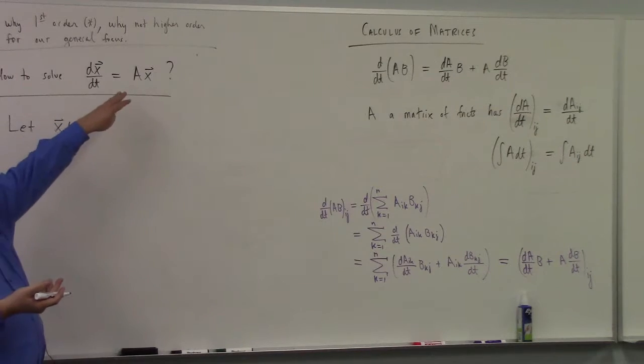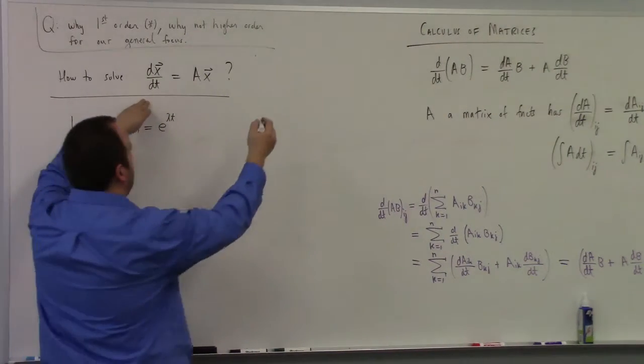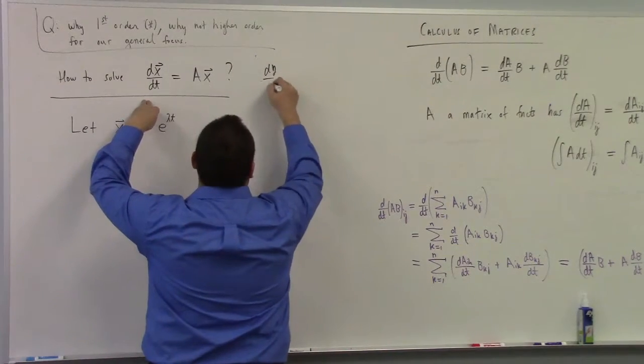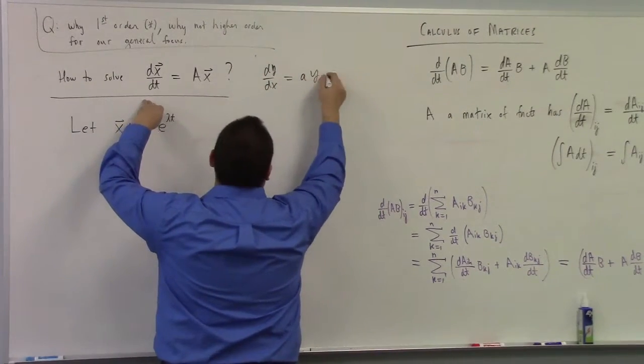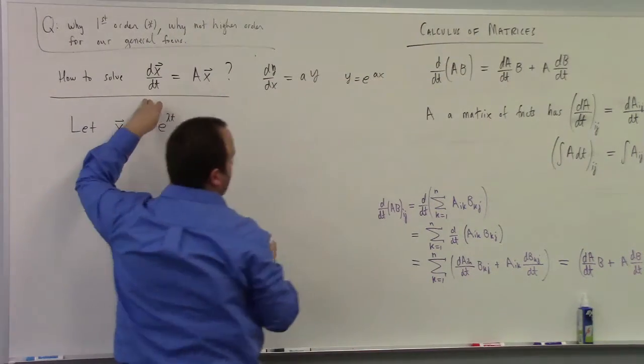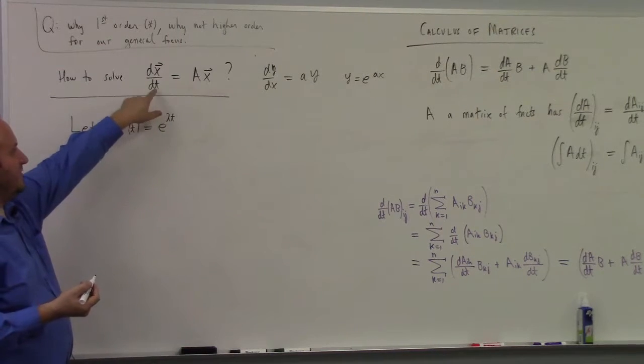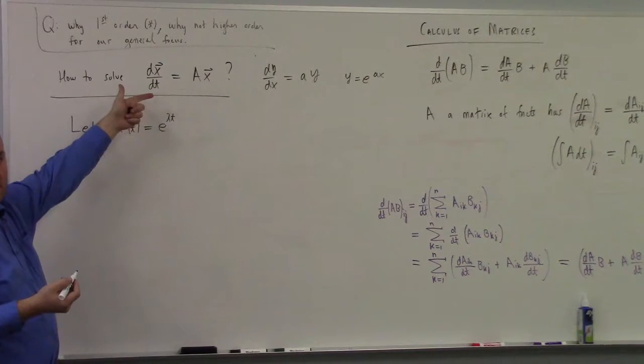Why is this a reasonable choice? It's because this is a lot like dy/dx equals ay, right? And you know the solution to that is y equals what? e to the ax, right? It's a lot like that. So here, e to the lambda t is kind of a natural thing to try.